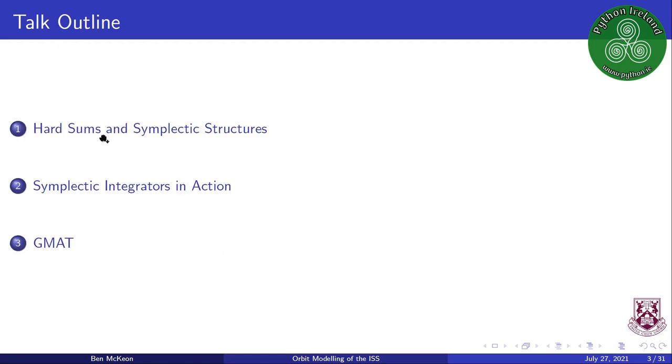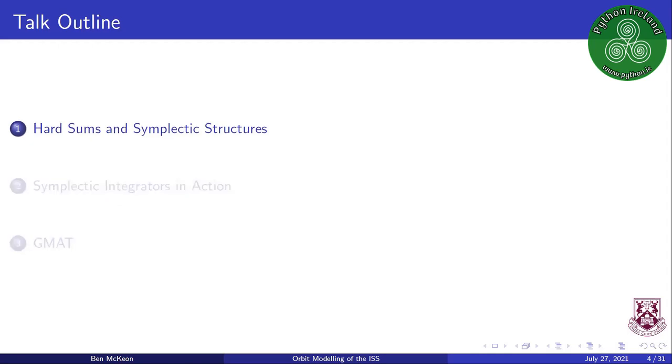So the talk outline is I'm going to talk a little bit about what symplectic structures and symplectic integrators actually are, and what they do when we apply them to a problem such as trying to describe the orbit of the International Space Station. And then I'm going to talk a little bit about GMAT, a program that was developed by NASA and a few private industry partners, which is used by them for their own space missions and describing the orbits of satellites and space junk and just about everything else that's floating around up there, and how they keep track of it all.